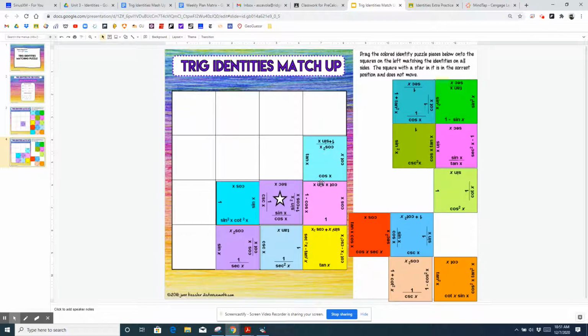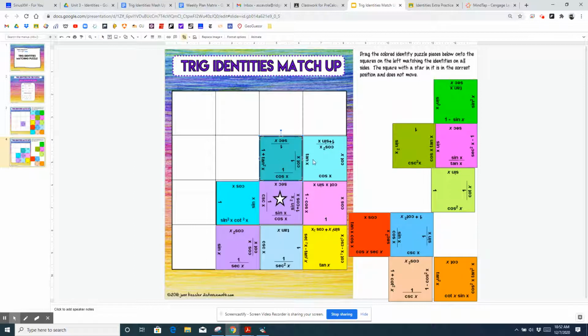All right, I see tangent of x. Well, I know it's equal to sine over cosine, or also 1 over cotangent. So I see 1 over cotangent, and I'll place that there. But that's not equal to cosine squared. So I got to give up on that. So let's see, what else is equal to tangent? Well, here's another 1 over cotangent. So we'll put that there. And 1 over cosine is equal to secant. So that matches up. So that's good.